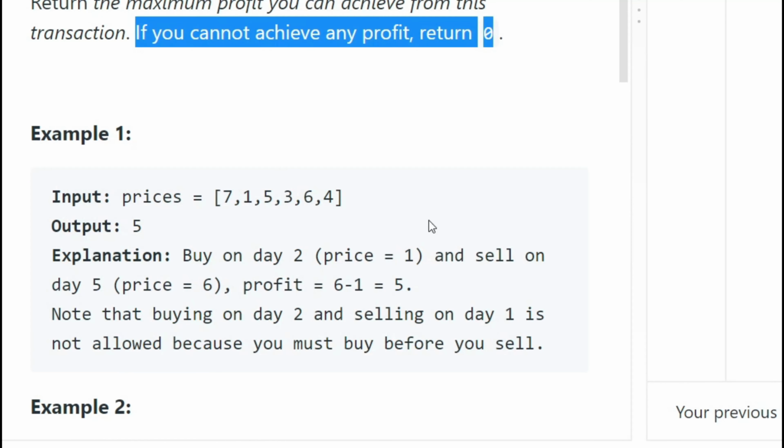Some of the key things they did mention is that you can only define profit as buying at one price and selling at a future date, right? When you sell also has to be a higher price than when you buy. And of course, simple profit math is what you sell at minus your cost, which is the price when you bought, equals your profit. So we need to identify within this array what two numbers will give us the maximum profit, right?